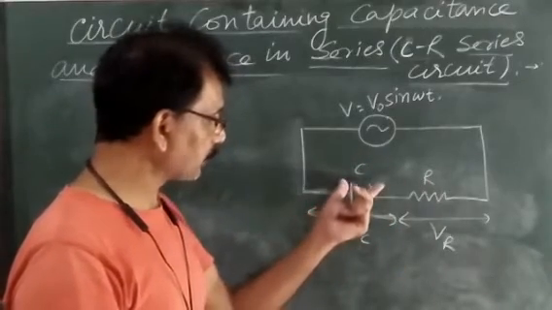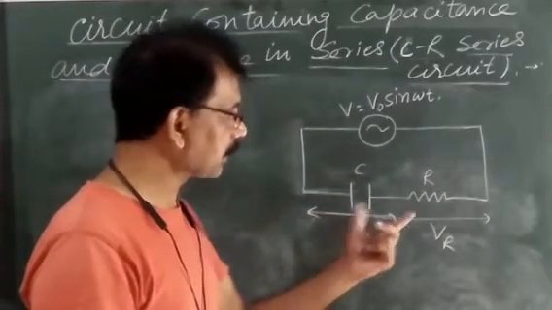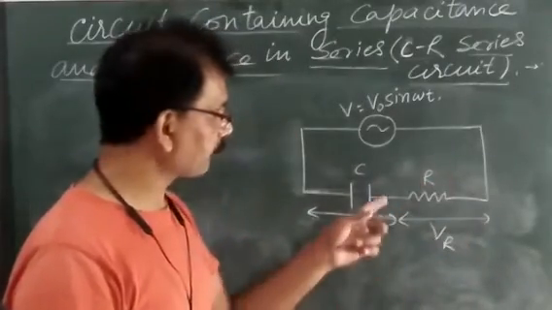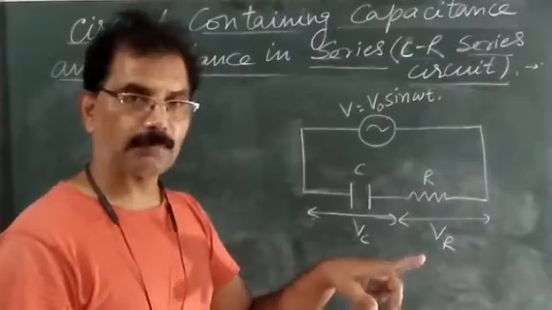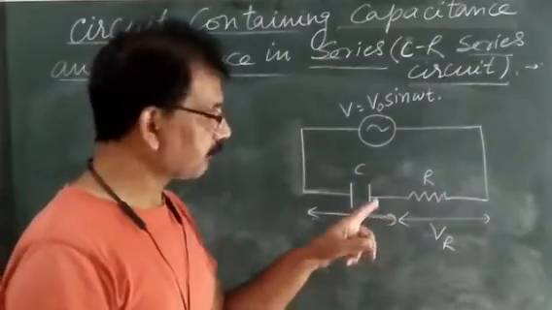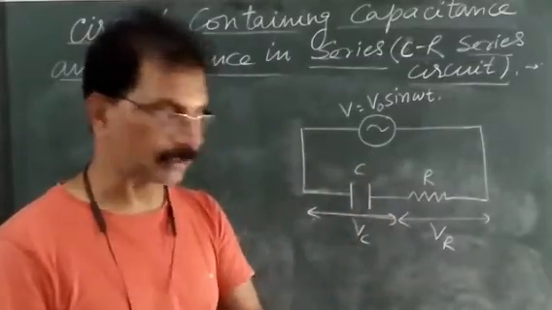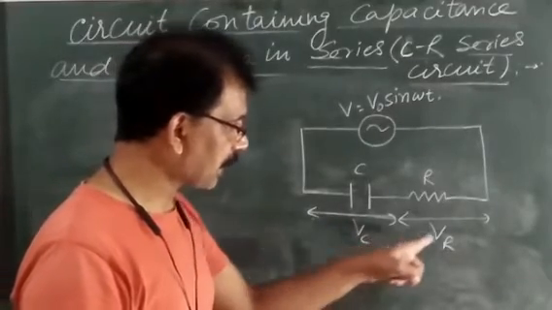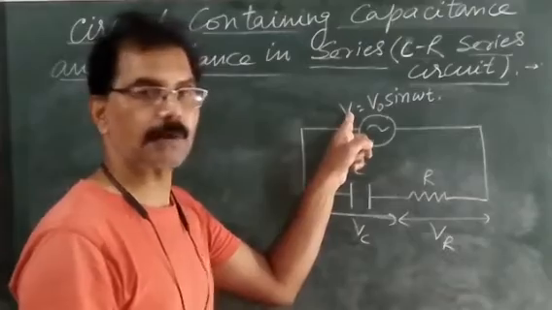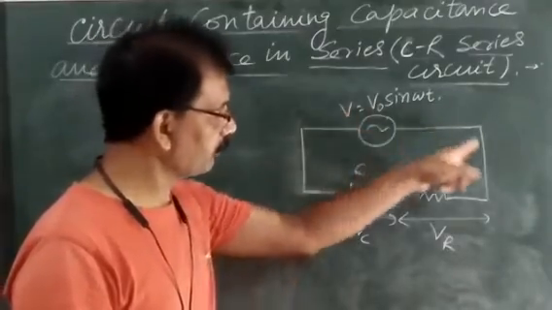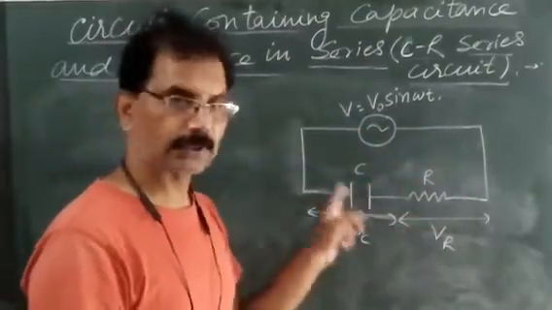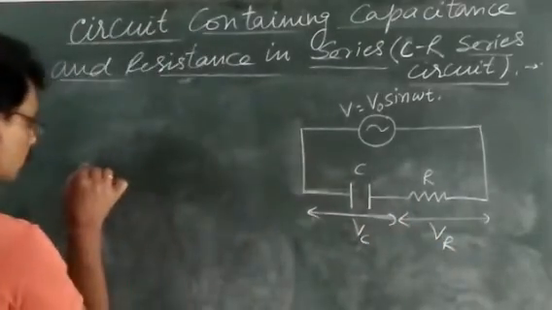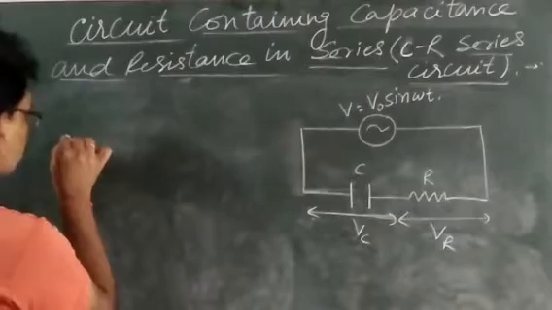Suppose the voltage across the capacitor is VC and the voltage across the resistor is VR. As I have already told you, when you draw the phasor diagram in alternating current, voltage and current are taken as vectors. So the vector sum of VC and VR is equal to the applied voltage V. When you draw the phasor diagram for this combined circuit, since the current in both is the same, first you draw for the current. Suppose this one is current I.